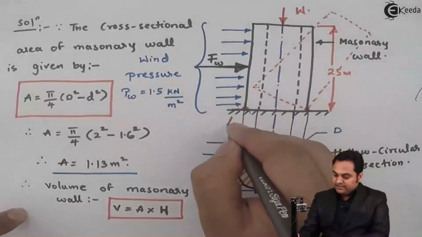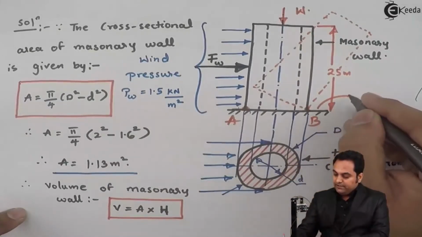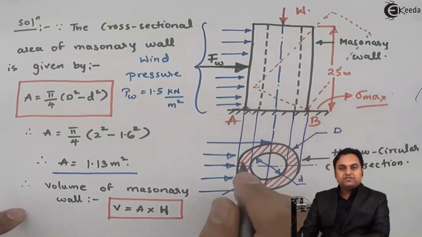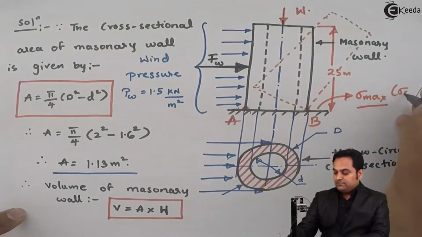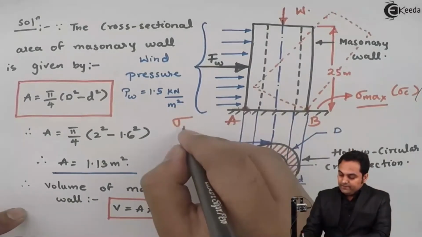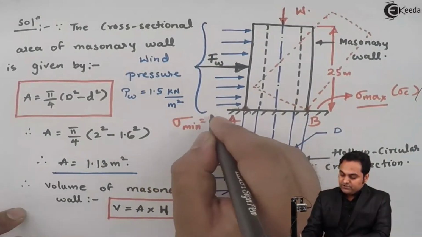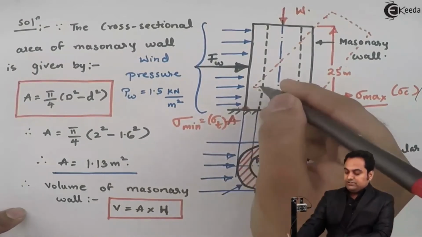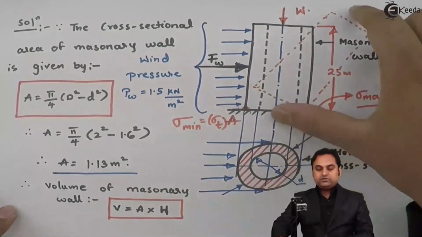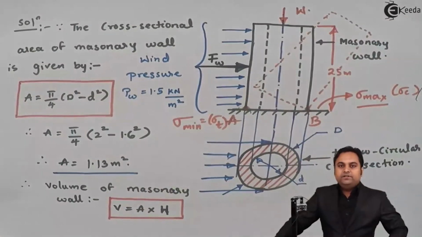So here the value which we have, sigma max, is at this corner. I'll say that these are A and B. So at B, here we will get sigma max, because it is compressive stress. The answer is positive, sigma c. And here at A, it will be sigma minimum, which is tensile stress, because here the chimney gets lifted and then this masonry wall falls. And with this we complete the question.